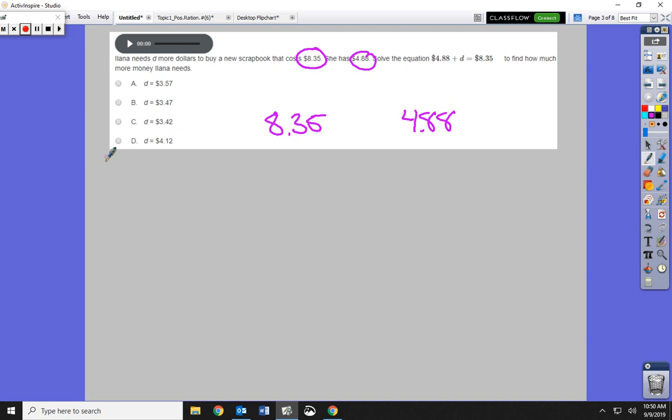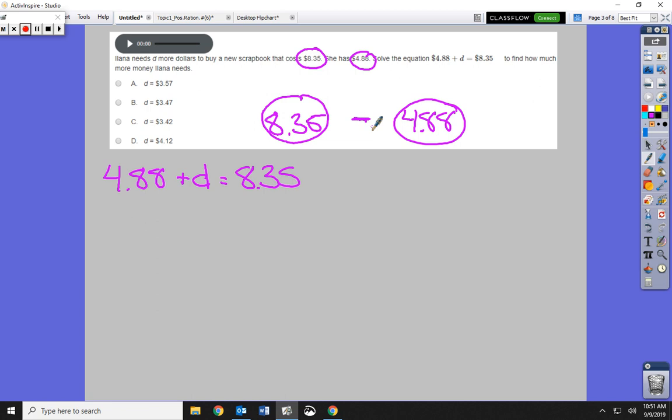Solve the equation $4.88, I don't need the dollar sign right now, plus D is equal to $8.35. Now, this is what she has. This is what she needs. We need to find the difference between the two.